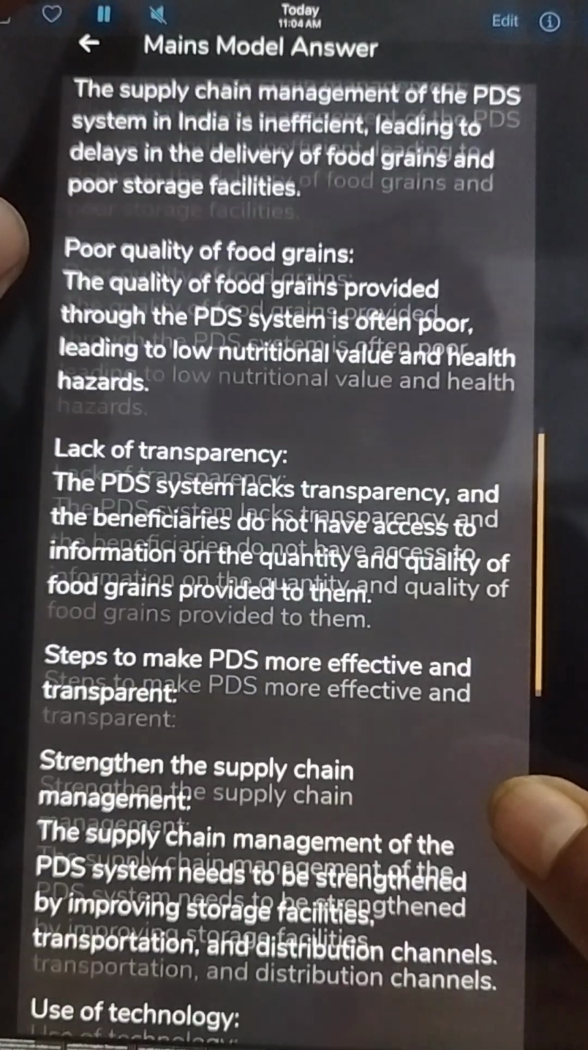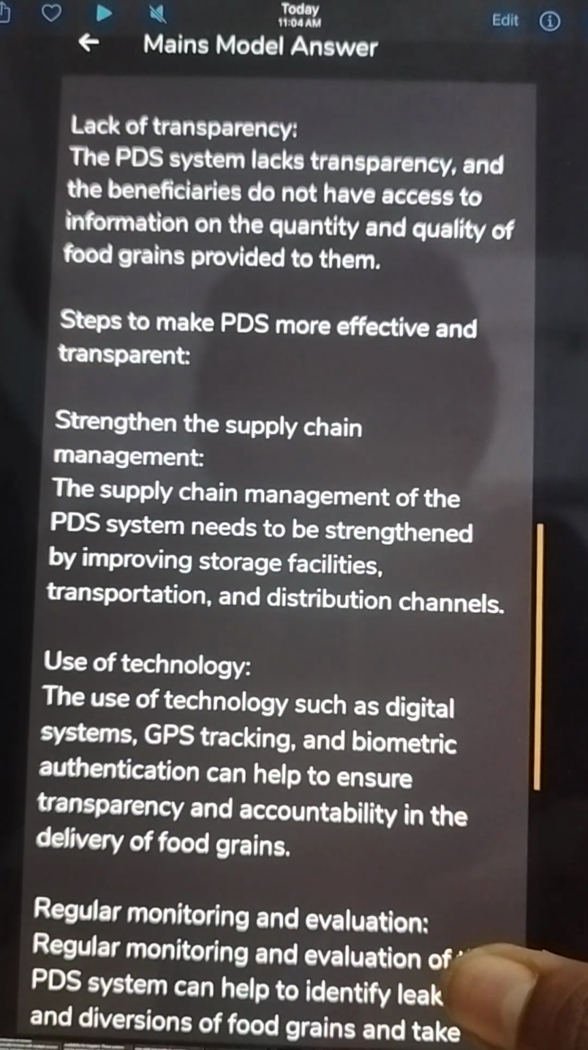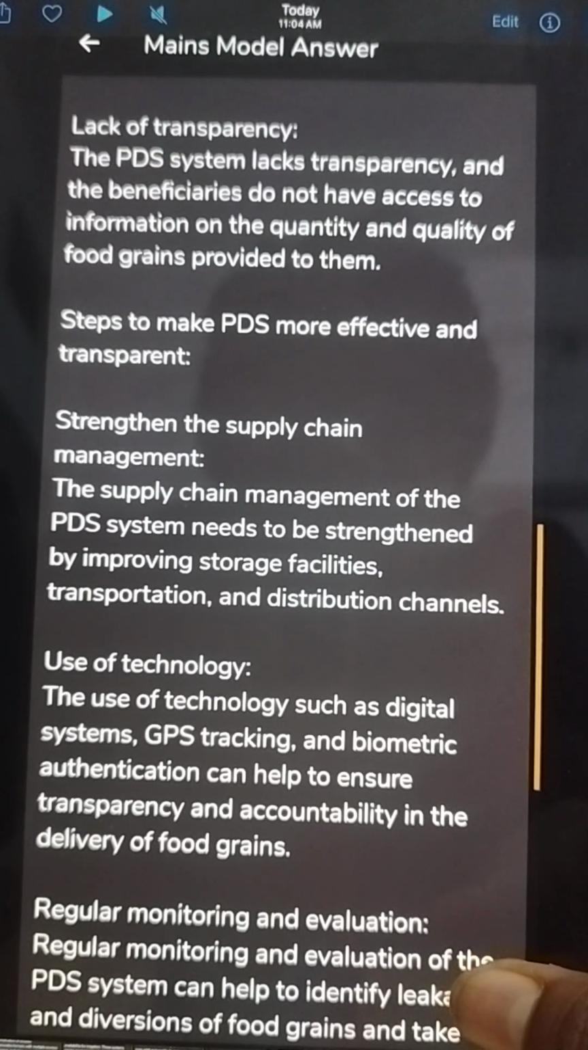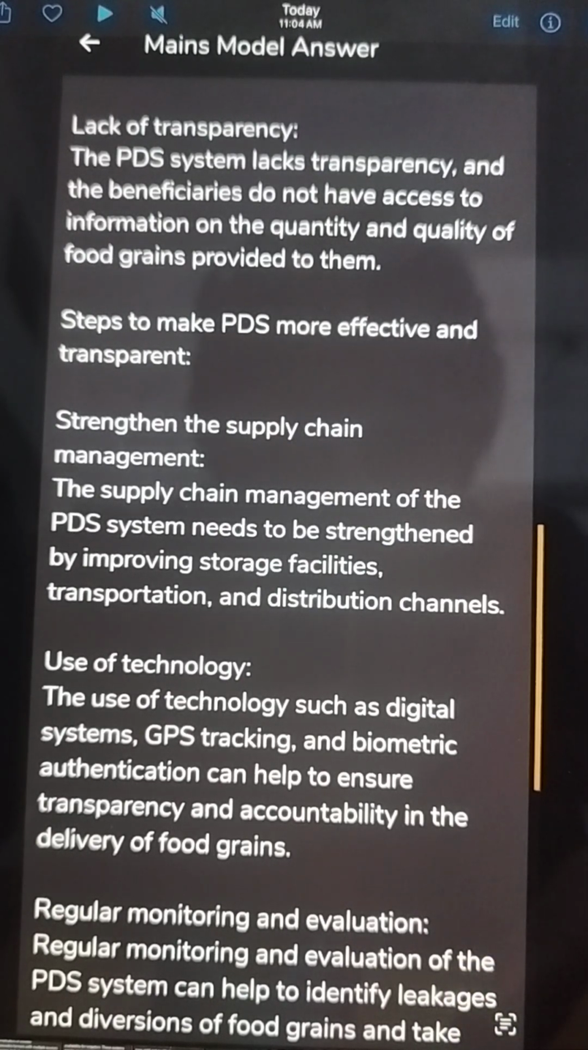Then comes the steps to make PDS more effective and transparent. Strengthen the supply chain management. First, the supply chain management of the PDS system needs to be strengthened by improving the storage facilities, transportation and distribution channels. Then comes the use of technology. The use of technology such as digital systems, GPS tracking and biometric authentication can help to ensure transparency and accountability in the delivery of food grains.